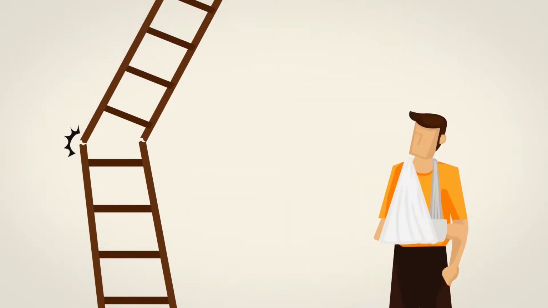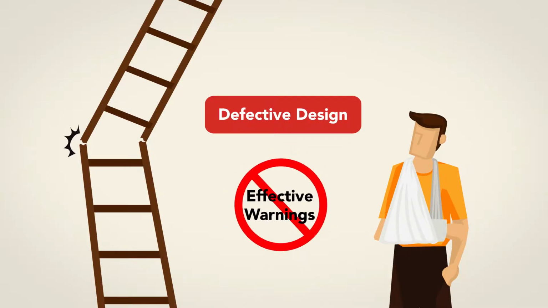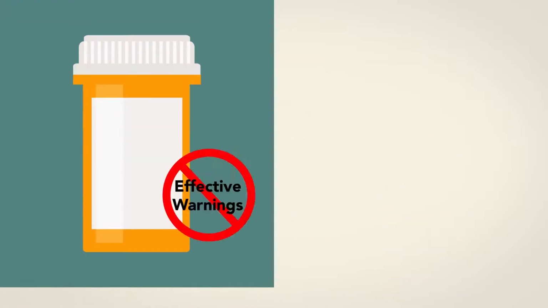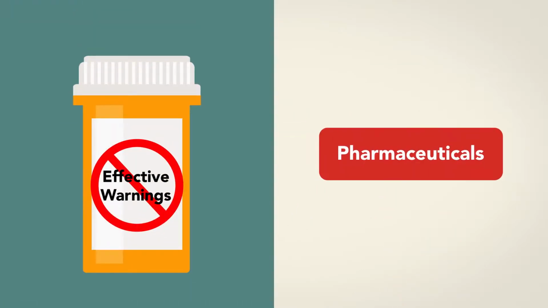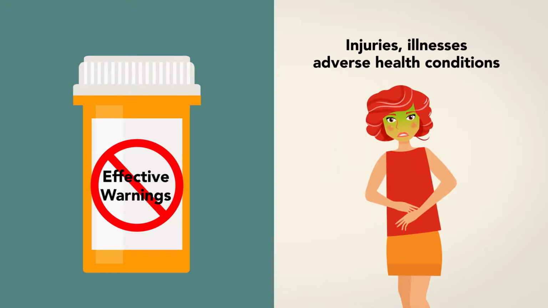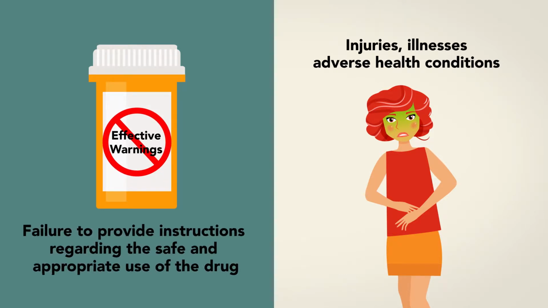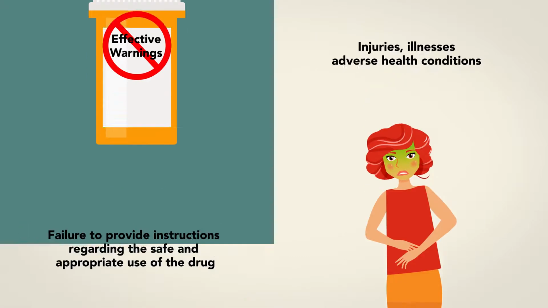Specifically, most mass torts arise under claims that a product was defectively designed, or that the defendant manufacturers did not provide effective warnings. Many of the mass tort claims concern pharmaceuticals and often concern failures to warn of their dangers or risks. The plaintiffs claim injuries, illnesses, or adverse health conditions caused by the way the medicine was marketed, in that the manufacturers failed to provide adequate warnings regarding dangerous side effects, or failed to provide instructions regarding the safe and appropriate use of the drug.